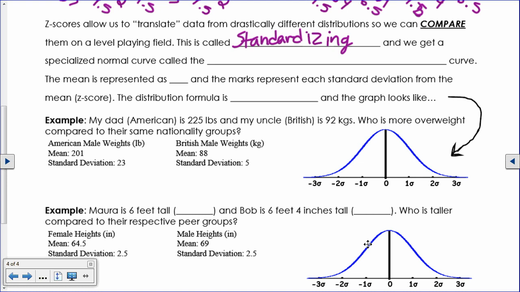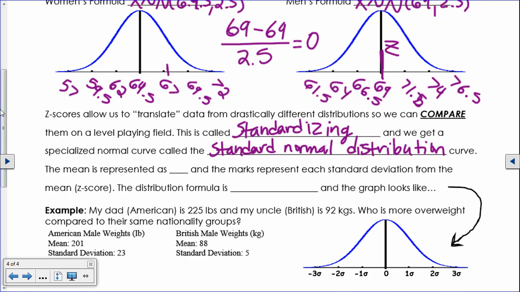So we get a special normal distribution curve called the standard normal distribution curve, based on the fact that we're going to be comparing z-scores. So it's important you guys know the difference in how these are labeled. A normal distribution curve is what we've seen before, the one up here, where we had all these weird numbers on the bottom. That's just a normal distribution curve.